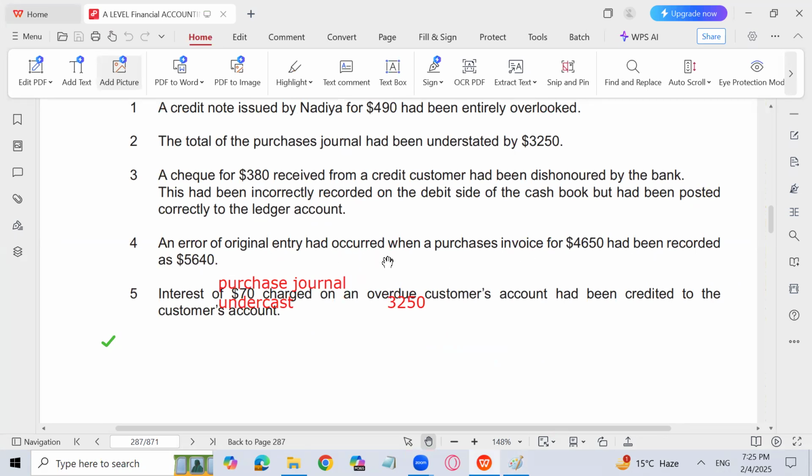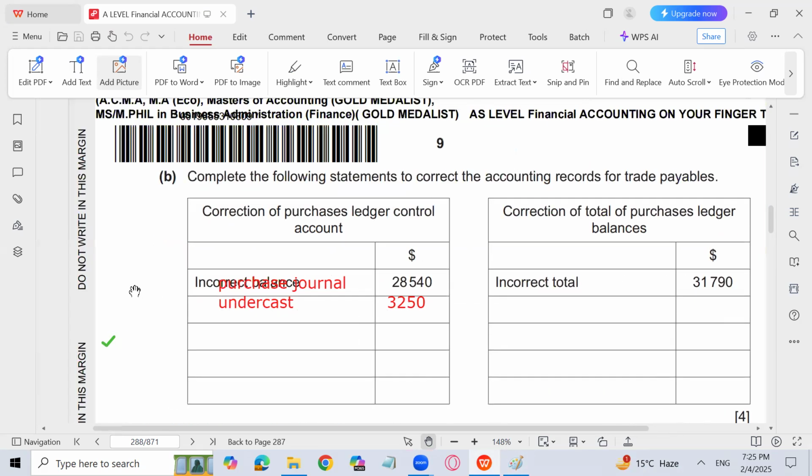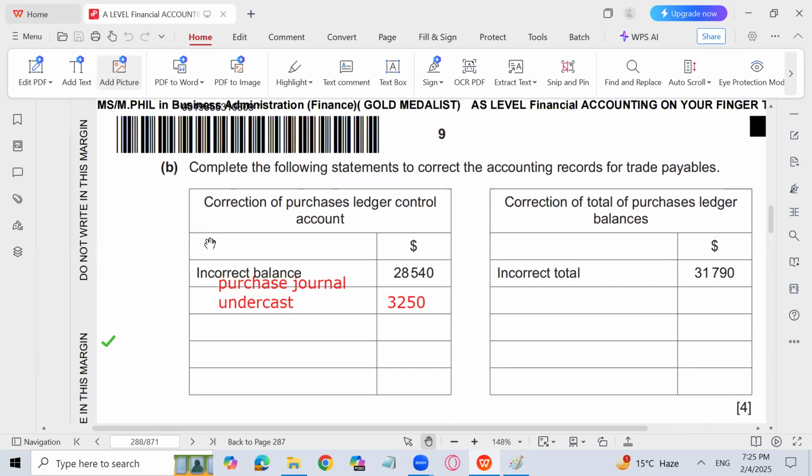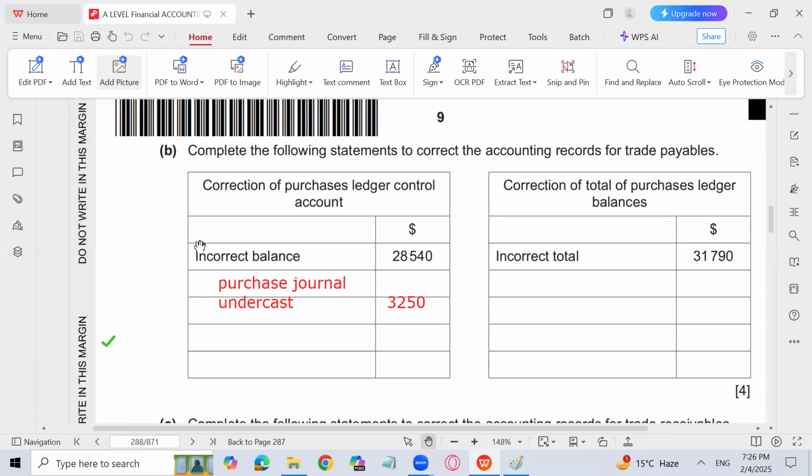It means the whole entry in the books of prime entry has been recorded as 5640. So when a transaction is wholly omitted or wrongly entered in the books of prime entry, it will affect both the control account and the ledger balance. But what I will do, I will subtract it from here for both the accounts. So let's see. Let's do it over here.